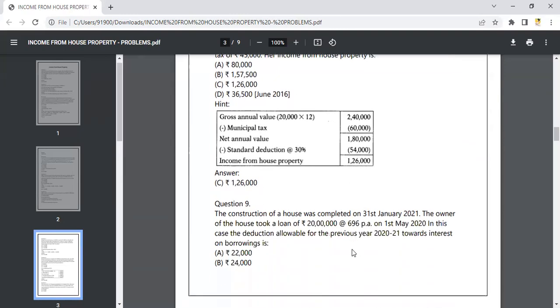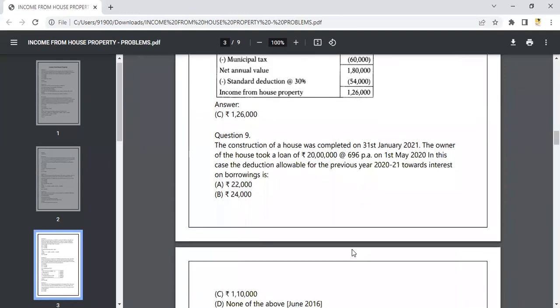So now I will only give this question to you. Take a screenshot of question number 9. I want you people to do your question number 9. Please take a screenshot. I hope you will do it. And one more correction, you have to do in this question. This is not 696 per annum. So make sure you take this as 6% per annum. You only have to do this problem and tell me the answer.